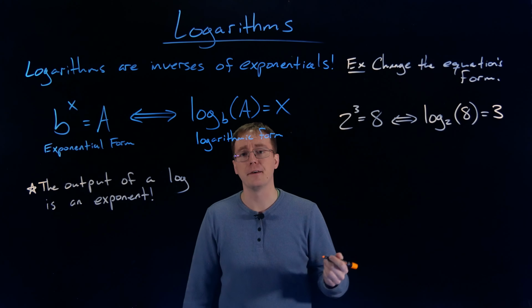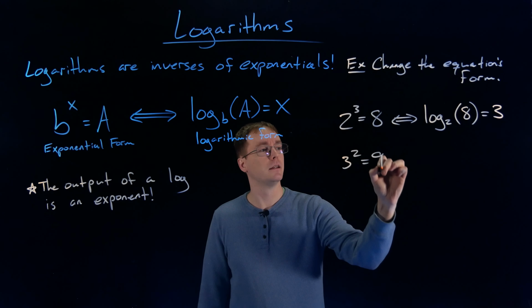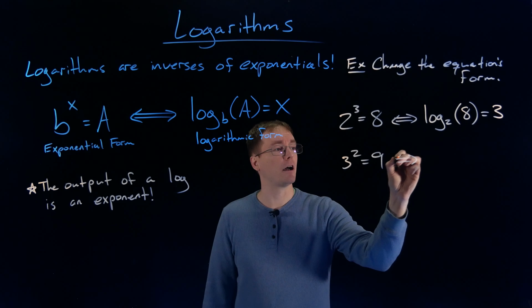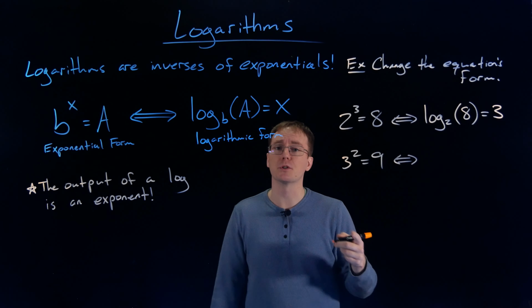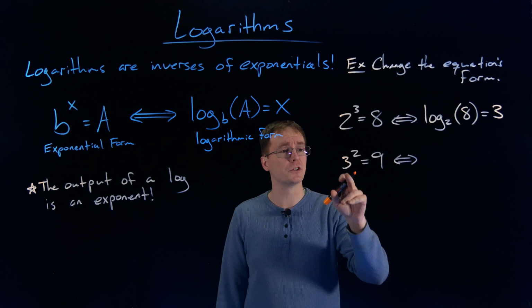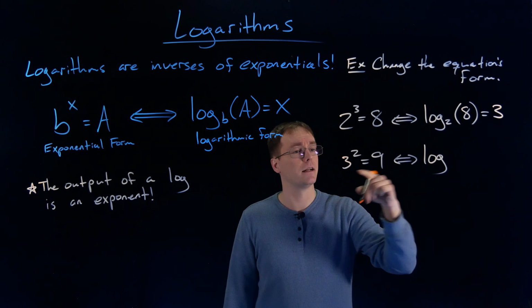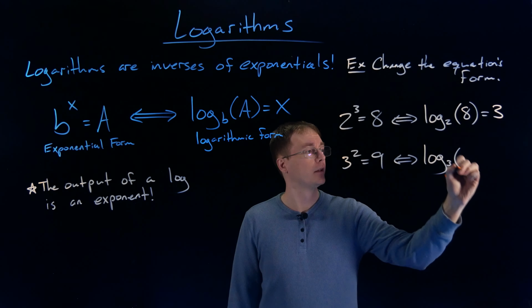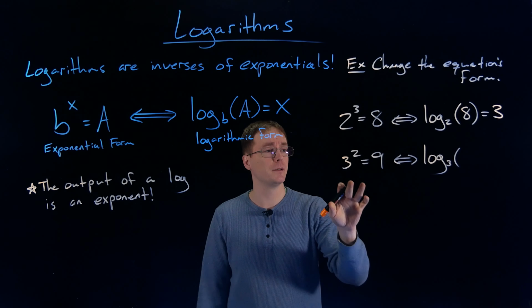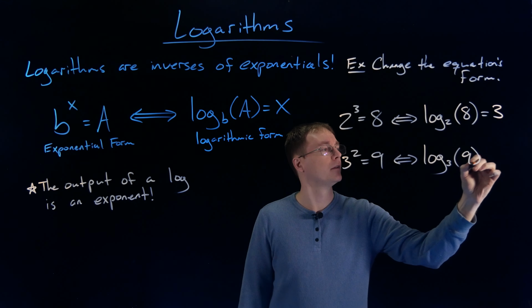All right, let's go ahead and look at another exponential equation. This time let's do 3 to the power of 2 is equal to 9. How do we convert this exponential equation or statement into its logarithmic form? Well, just using the same process before, we start with the base of the logarithm. That's going to be the base of our exponential, and so that is 3 in this example. Then what goes inside of our logarithm is what comes out of our exponential, and so that's going to be this number 9.